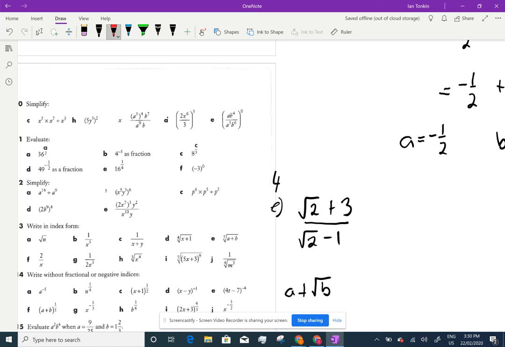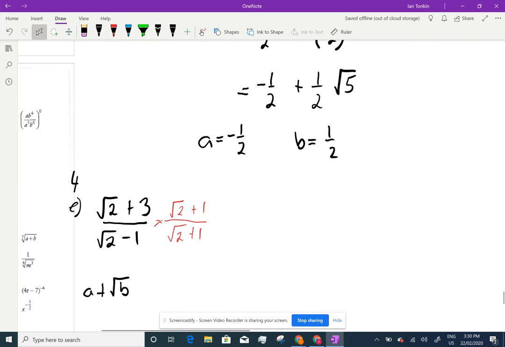Okay, so I am going to multiply by the conjugate. That's pretty easy. Root 2 plus 1 over root 2 plus 1. Now, what do I get? The bottom's easy. The square of root 2 is 2. The square of 1 is 1. 2 minus 1. This is looking a lot easier than I thought. But let's do the top. That times that, that times that, that times that, that times that. I'm going to get 4 terms. How is this going to work out?